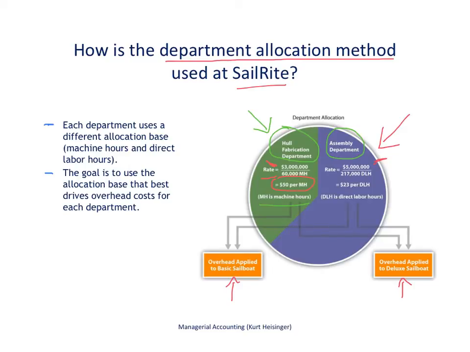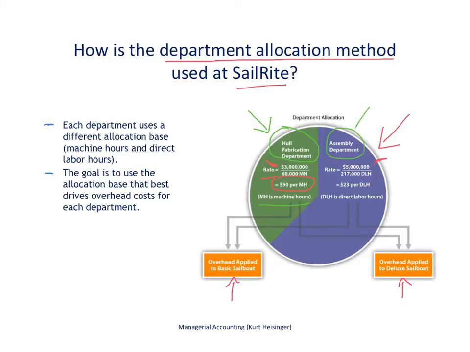What that tells us is if we're building a basic sailboat and we use 1 machine hour in this department for that basic sailboat, we get charged $50 in overhead costs for that boat that we're working on. In the assembly department, we have a different rate.